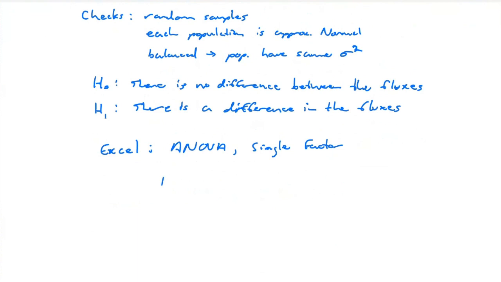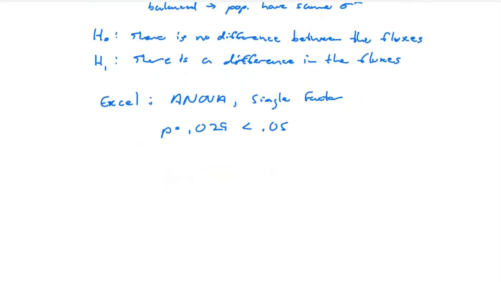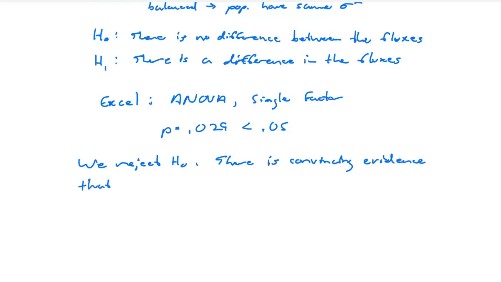All right, let's go back to our notes. P was 0.029, which is less than 0.05. So in this case, we reject the null. There is convincing evidence that a difference exists, or however you want to say that.